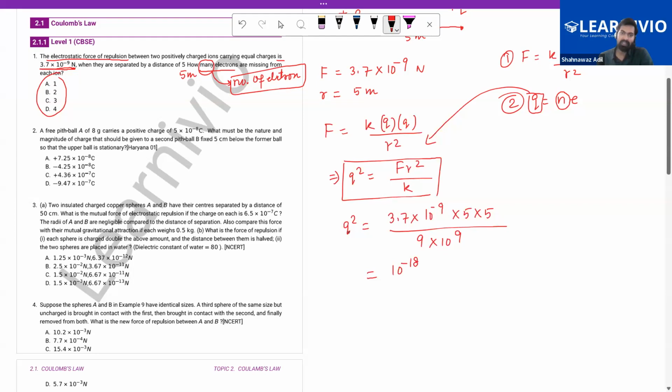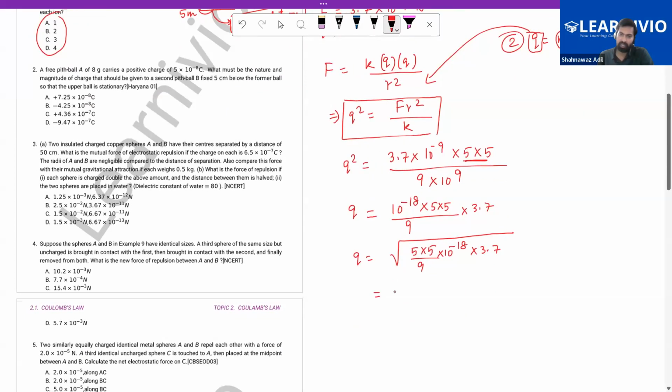And you see that on the left-hand side, we have a square, right? So we should not solve the complete square. So let's keep it as 5 into 5, and then this is 9, and then we have 3.7. So what would be Q then? Q would be the root of the whole thing. So this would be 5 into 10 to the power minus 9 divided by 3, and then root of 3.7.